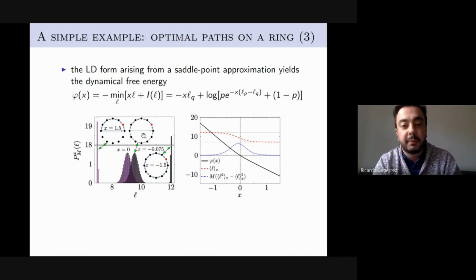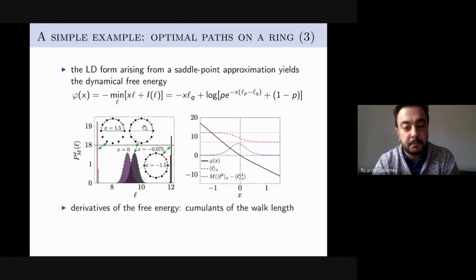It's the same cycle we had, but now the probabilities of going along the ring or taking a shortcut are exactly 1/2. That is the situation where the fluctuations are maximized. So from the derivatives of the free energy, we have found the cumulants of the walk length, and then by choosing the parameter, we can see where we can set ourselves.